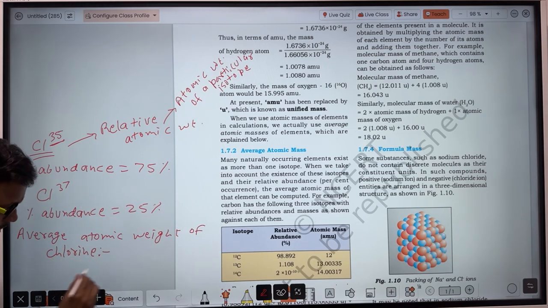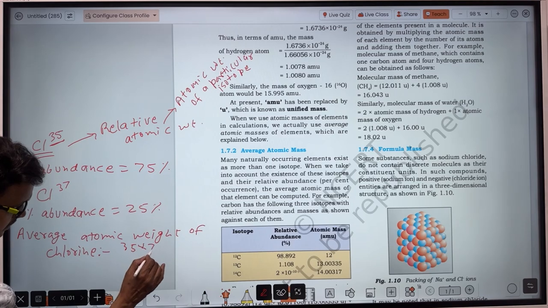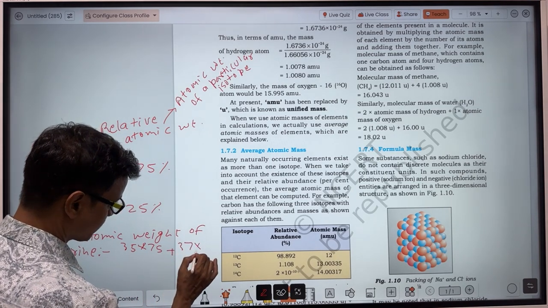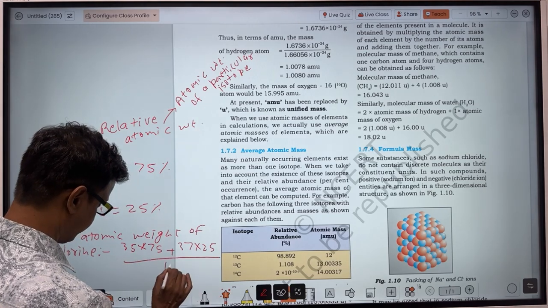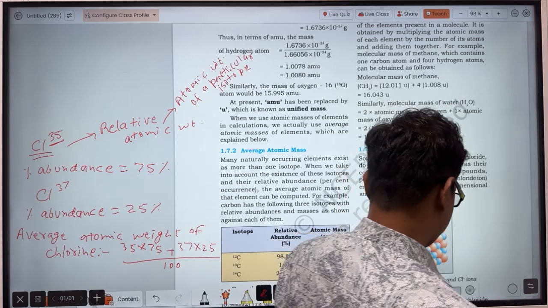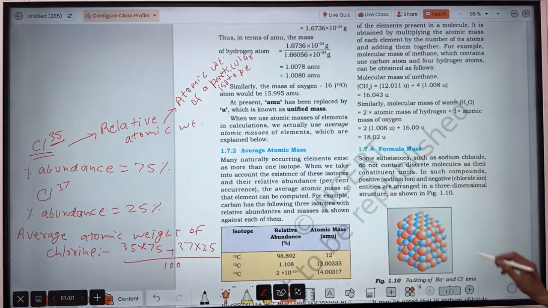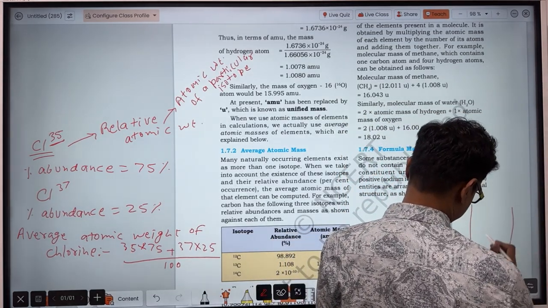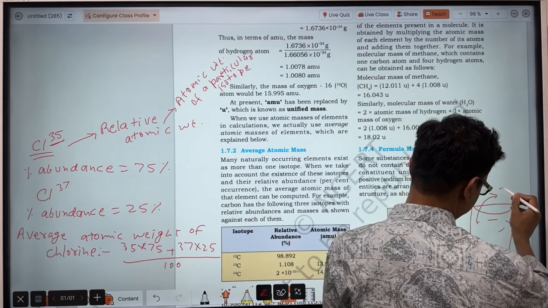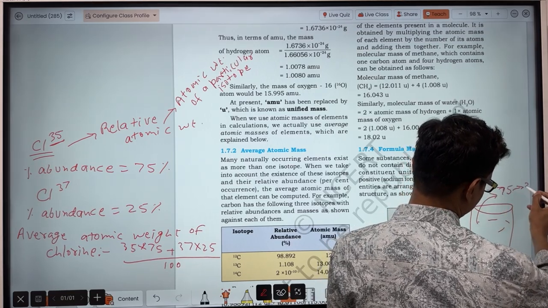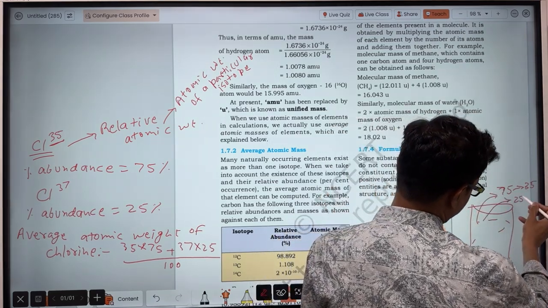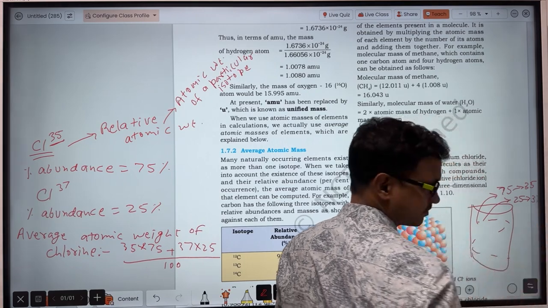Average atomic weight of chlorine will be equal to 35 into 75 plus 37 into 25 upon 100. Just like that, suppose there is a container in which there are 75 atoms whose atomic weight is 35, and 25 atoms whose atomic weight is 37.